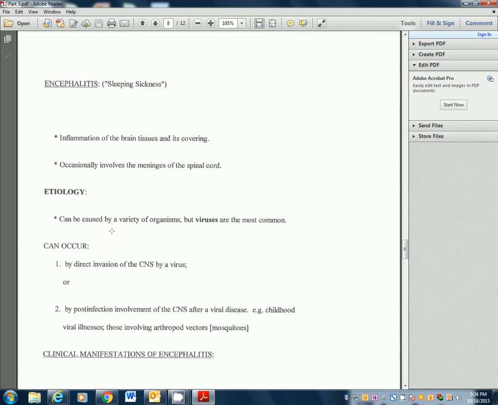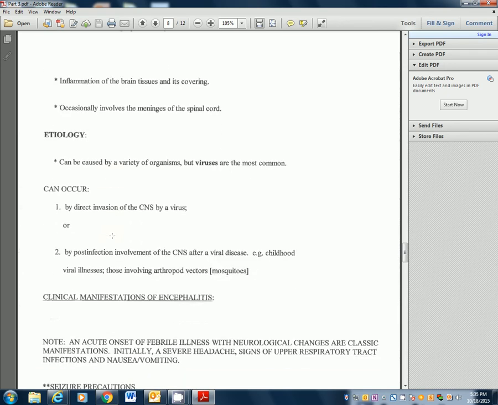Encephalitis, also known as sleeping sickness, is an inflammation of the brain tissue with its covering. It occasionally involves meninges of the spinal cord. It is caused by a variety of organisms, but viruses are the most common. It affects about 1 in 12,000 children each year, so not very common.